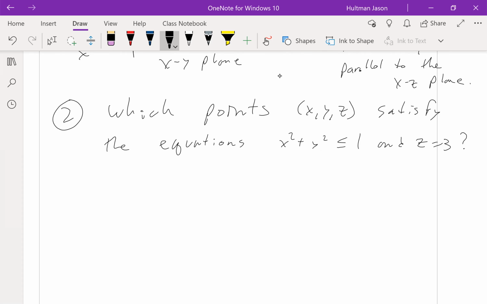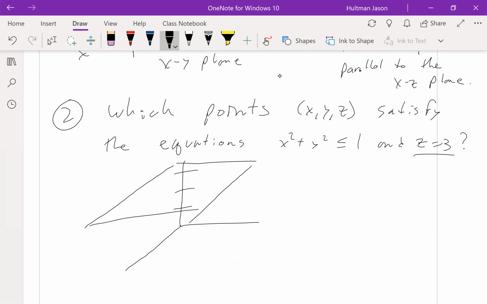Okay, well, let's think about this for a second. We already know what z equals 3 looks like, right? That's that plane we talked about. 1, 2, 3. That's that plane that goes through 3 here. So we've got 1 here, 1 here, 1 here, and I'm going to go 1 in the opposite direction, 1 there.